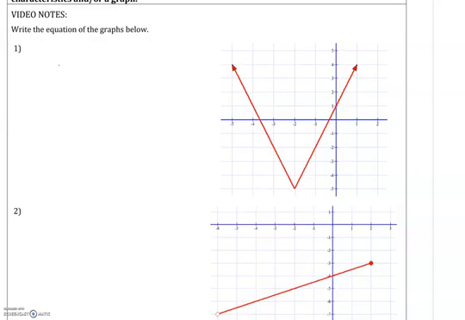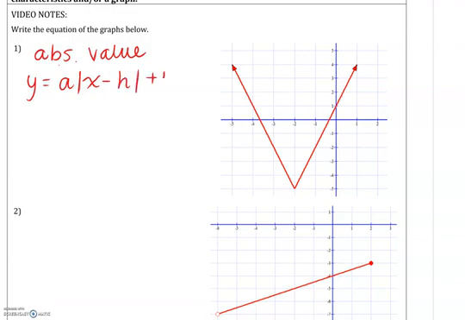All right, looking at number 1, we have to fill in our absolute value equation. I can tell that because of its shape. It is shaped like the letter V. So I have to fill in A times the absolute value of x minus h plus k. So just a few reminders that our h and our k are our translations. H is moving our graph left or right, and K is moving our graph up or down.